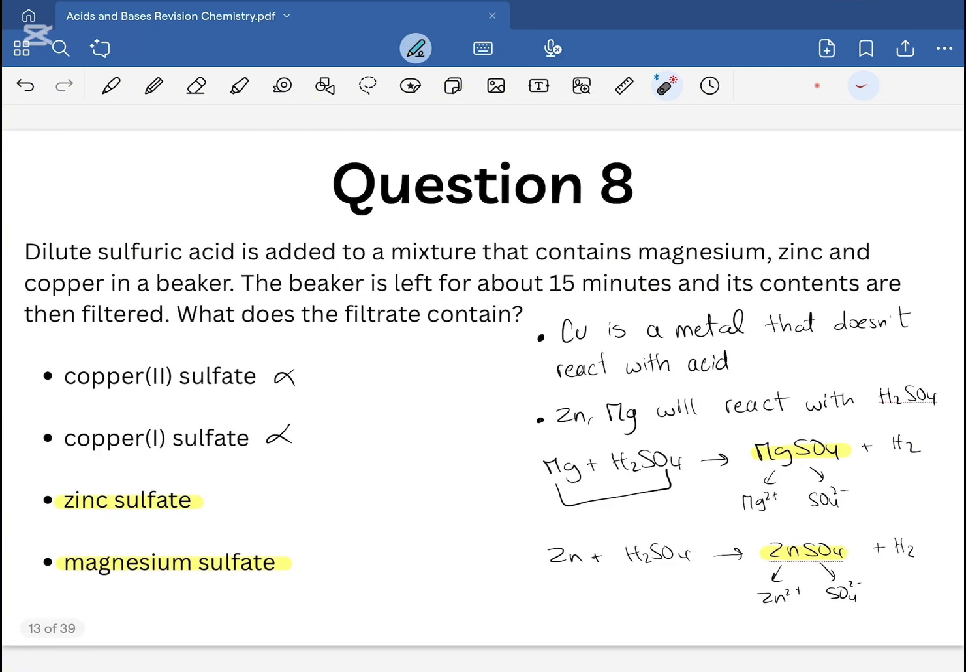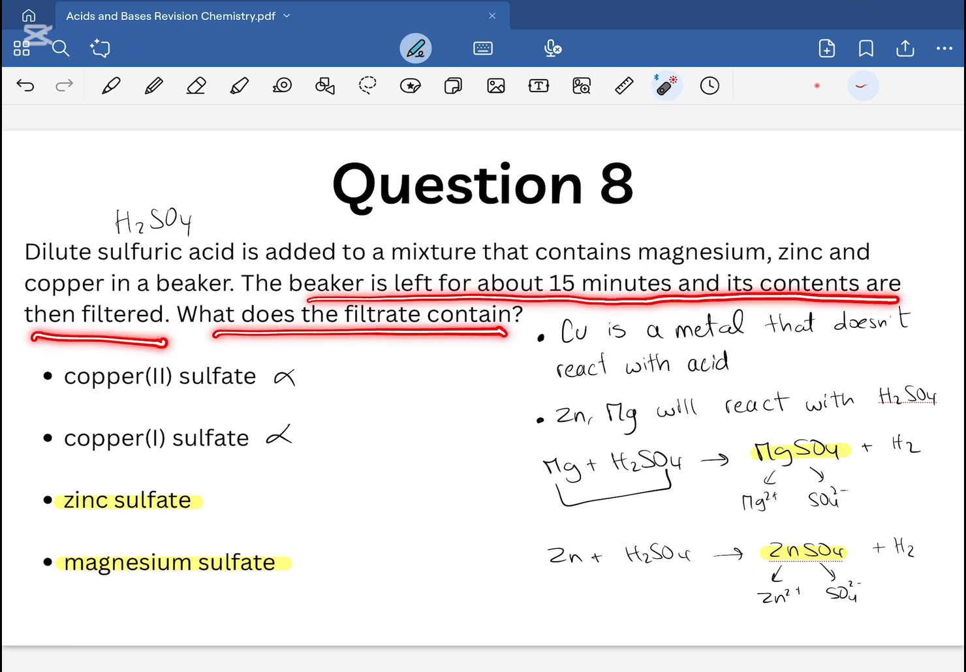Now for question 8, dilute sulfuric acid, H2SO4, is added to a mixture that contains magnesium, zinc, and copper in a beaker. The beaker is left for about 15 minutes and its contents are then filtered. What does the filtrate contain?